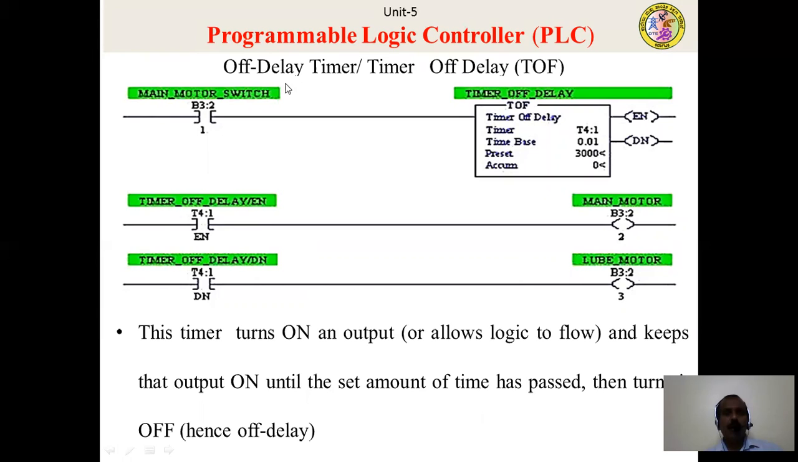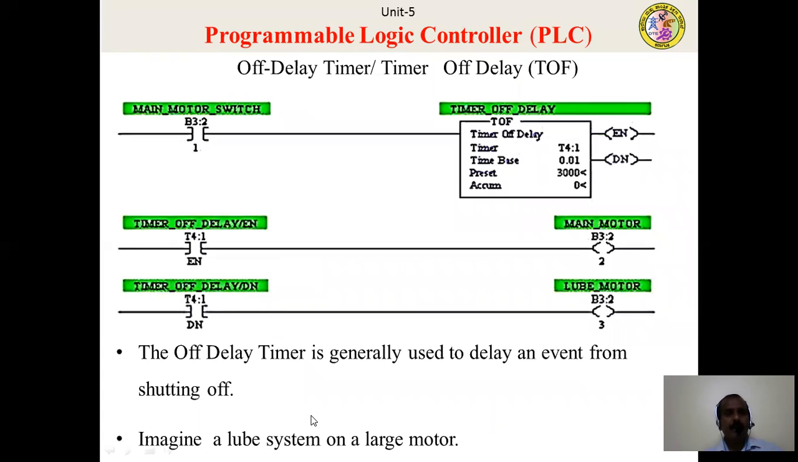Now coming to the off delay timer or timer off delay, which we abbreviate as TOF. The timer turns on an output and keeps that output on until the set amount of time has passed. Then it turns it off. Hence, it is called an off delay timer. The off delay timers are generally used to delay an event from shutting off.